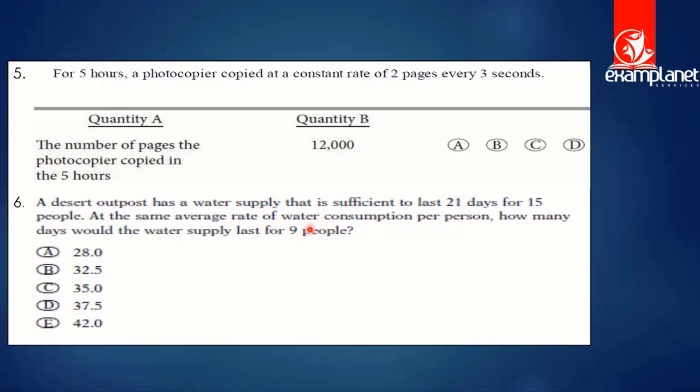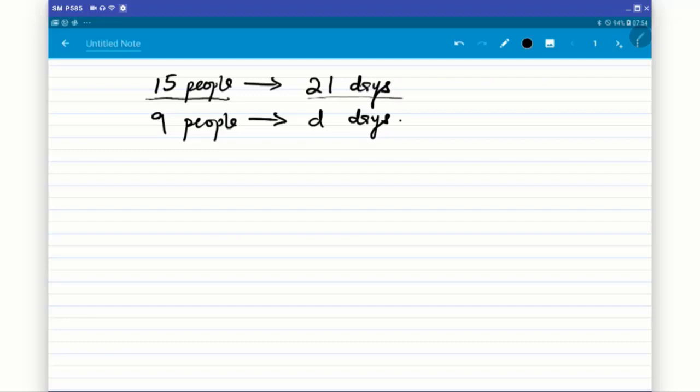So it simply means 15 people will finish the water in 21 days. Now 9 people will finish it in how many days? Let's say D days. Okay, so like I said, if you reduce the number of people now to 9, then you expect that the number of days will definitely be increasing. It will increase. So this means we have an indirect proportion. And when you have an indirect proportion, what do you do? You do a direct multiplication.